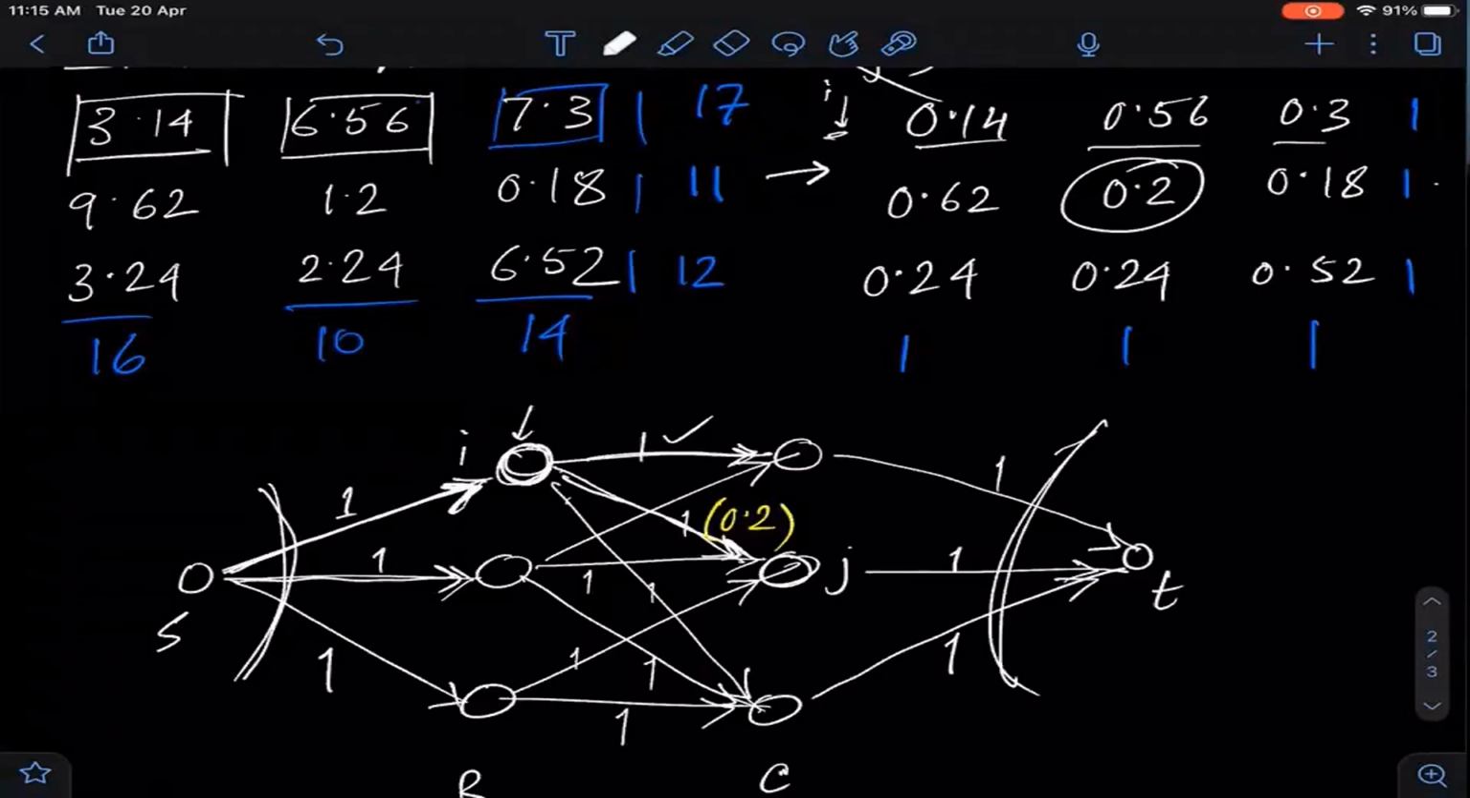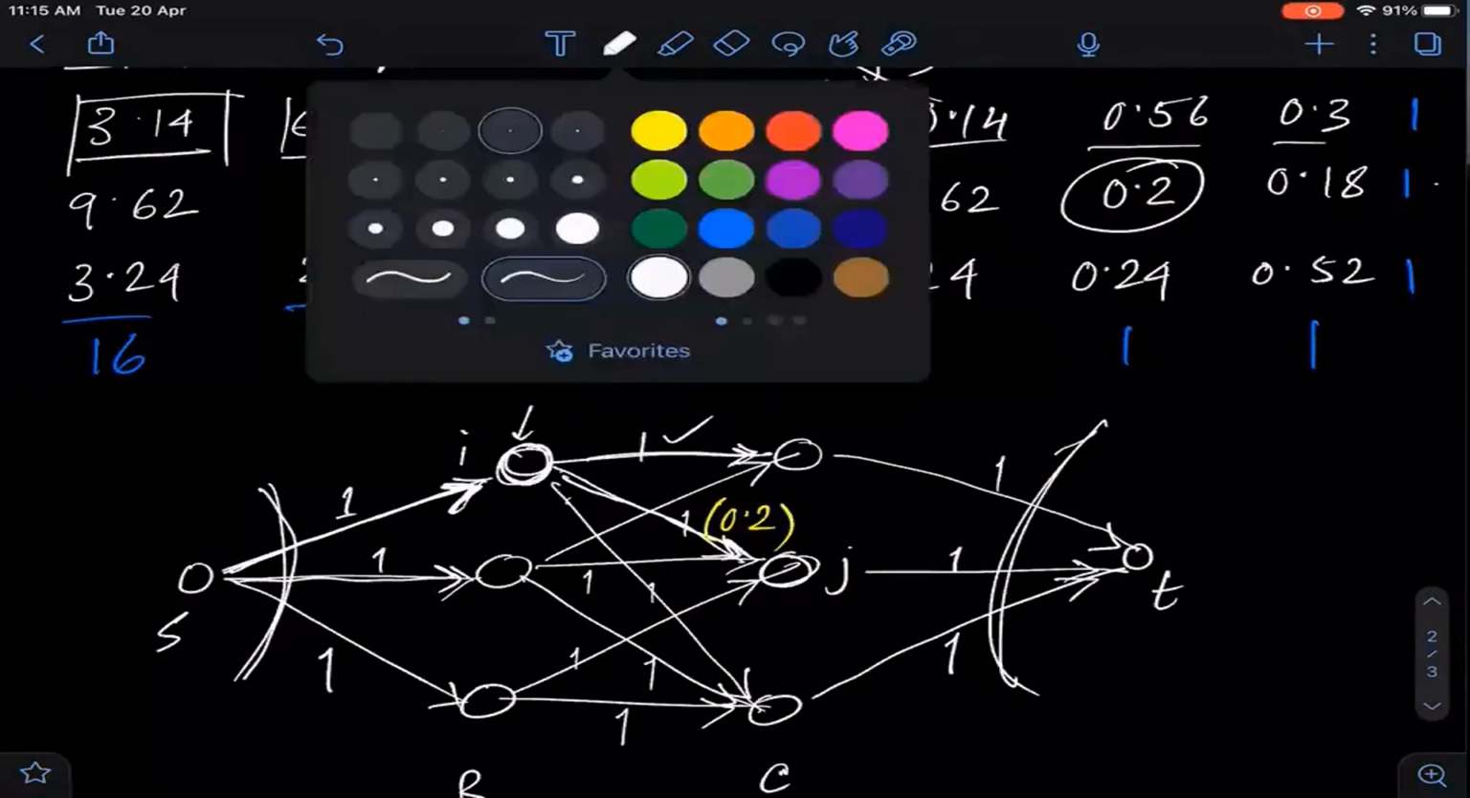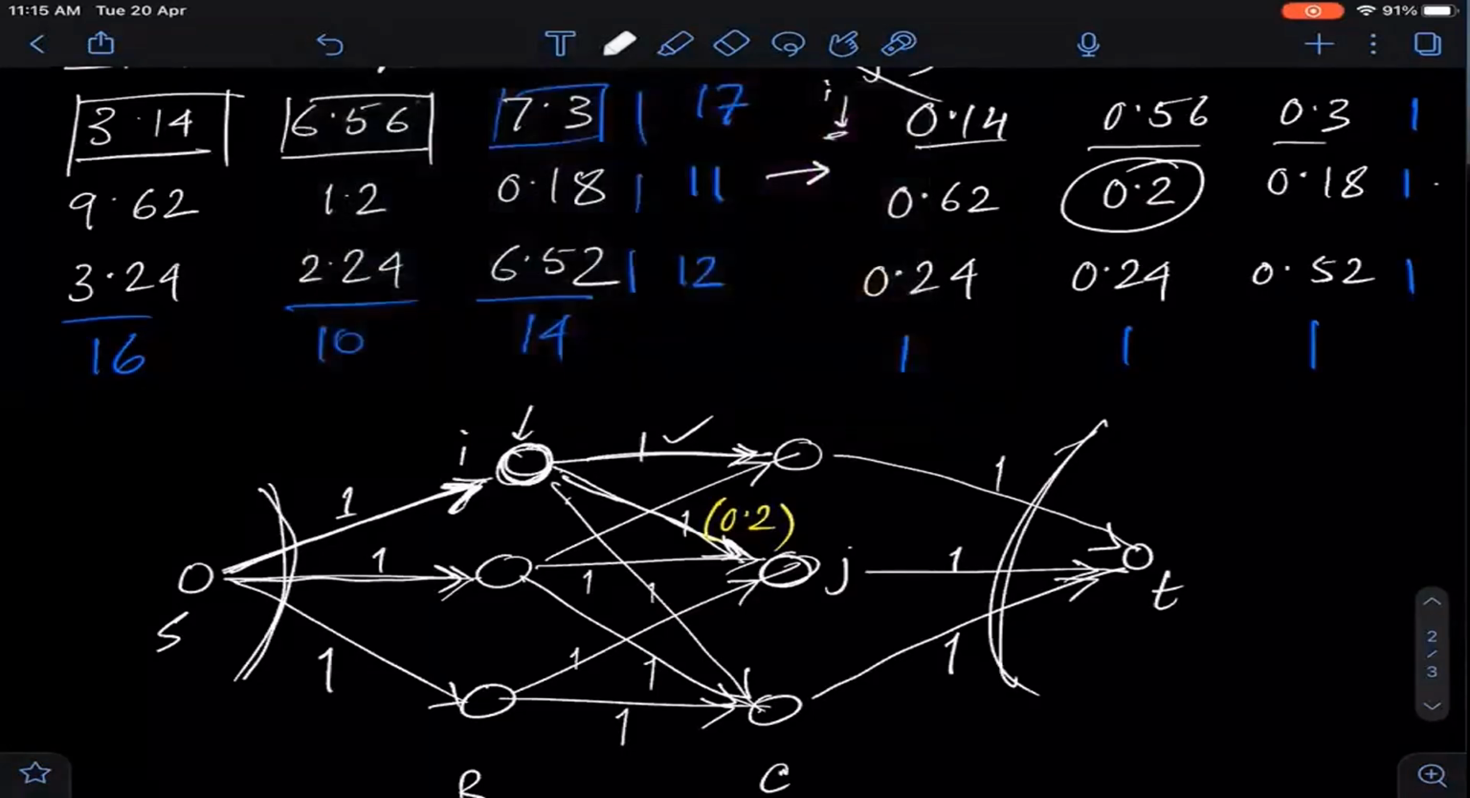Okay. So as I said, this problem can also be extended if the row sums and the column sums were also fractional. So suppose they were not integers. A small example: maybe instead of 3.14, this was 3.15. So then this will become 16.1. This will also be 17.1 and so on and so forth.